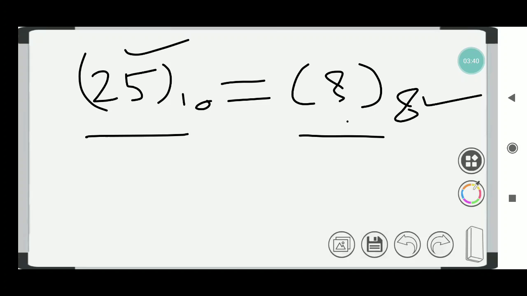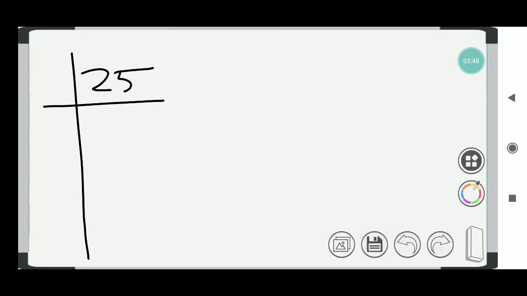So let us start. 25 is given in decimal number system and we have to convert it into octal, so we have to divide it by 8. So 3 times 8 is 24 and the remainder is 1.